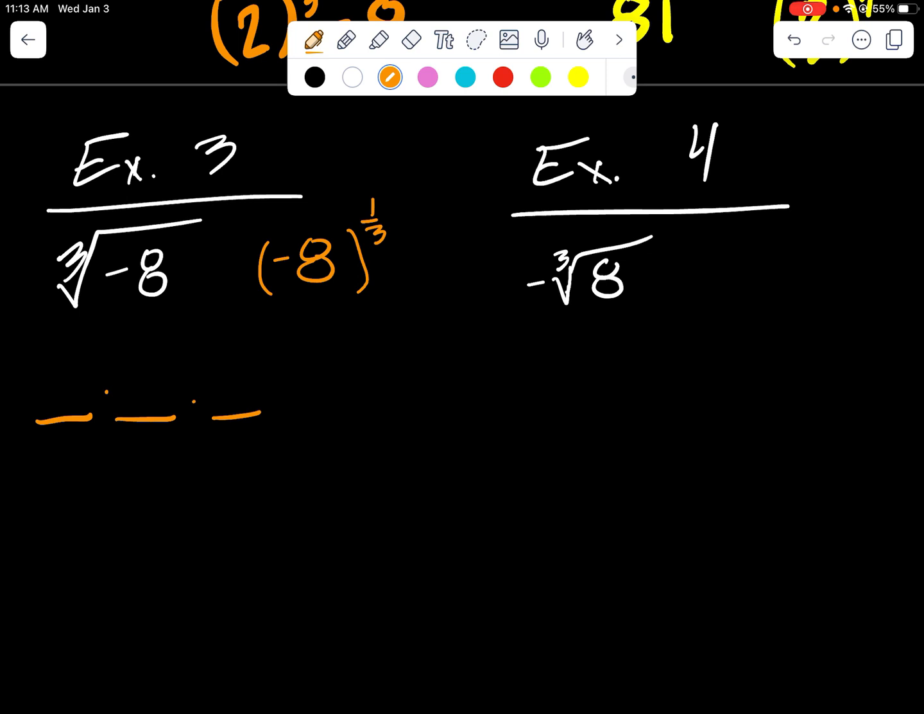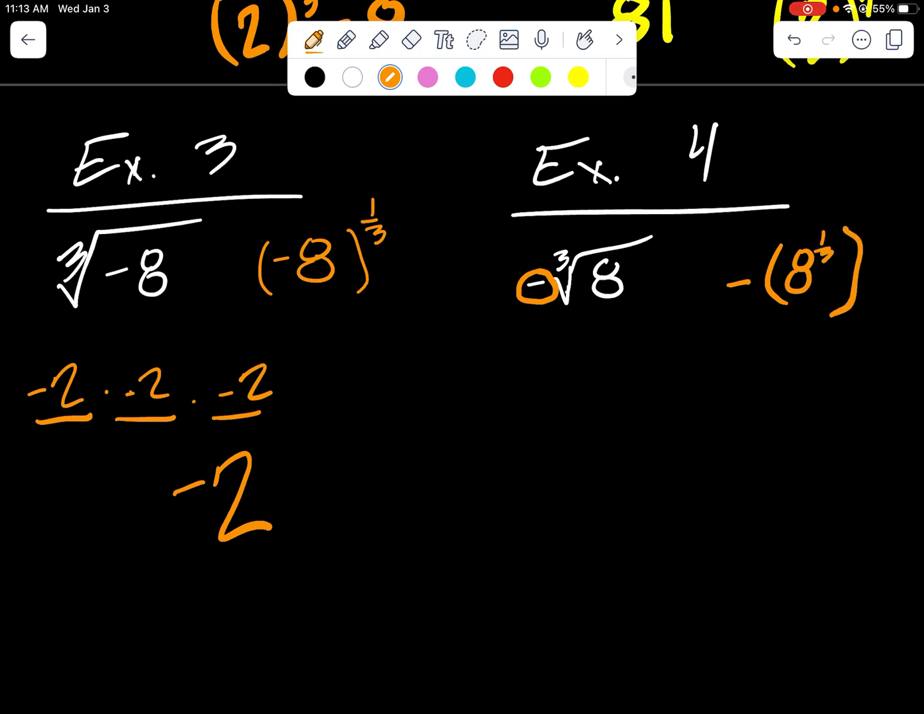So, -2 times -2, that would give me a +4, times -2 would give me a -8. So -2 would be my answer. Now here, the negative is on the outside of the cube root, so this would be the same thing as saying the negative of 8 to the 1/3. So the negative is out here. Now I'm saying, what can I multiply by itself 3 times to get +8? 2 times 2 times 2. And that answer also would be -2.